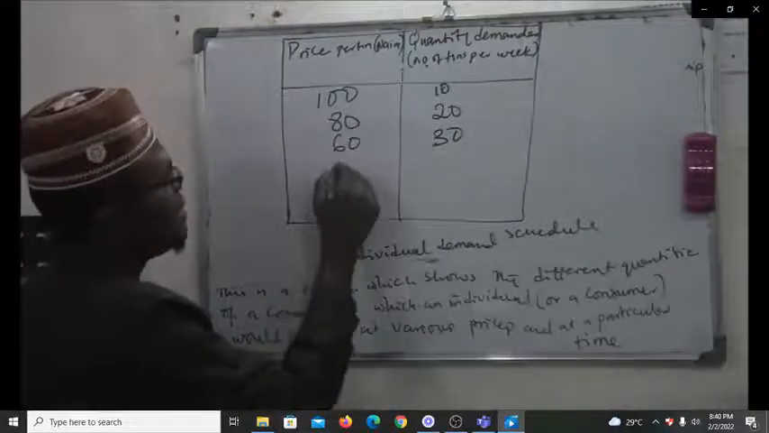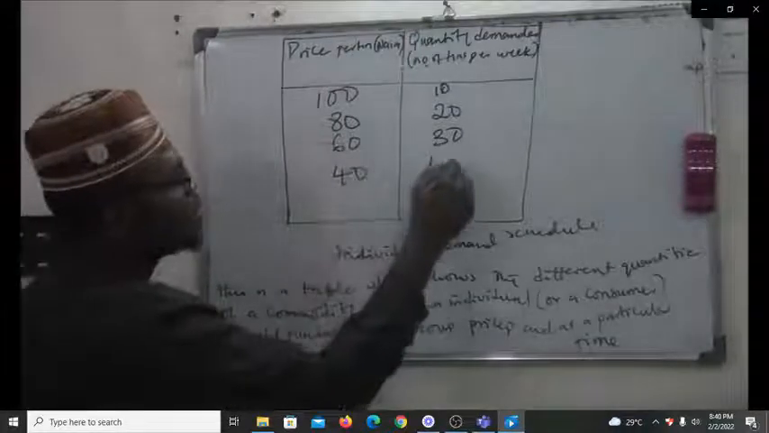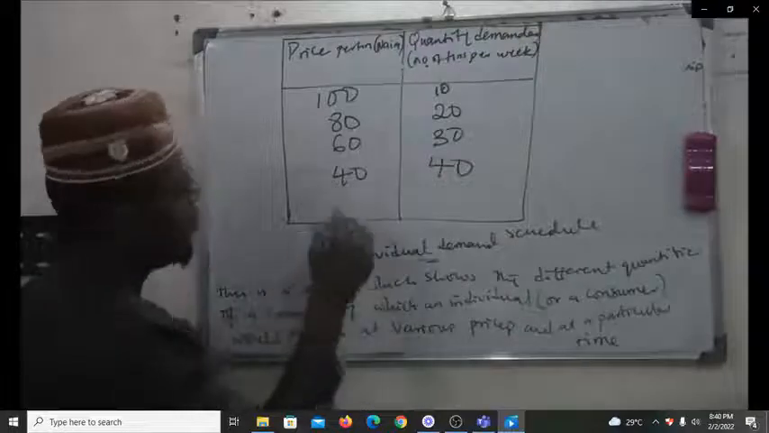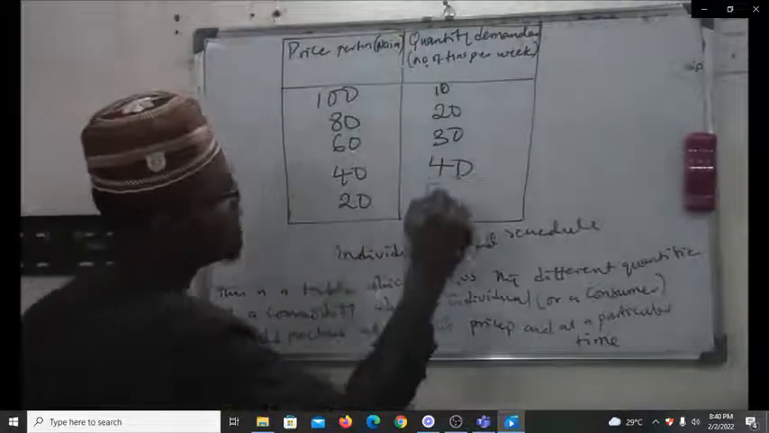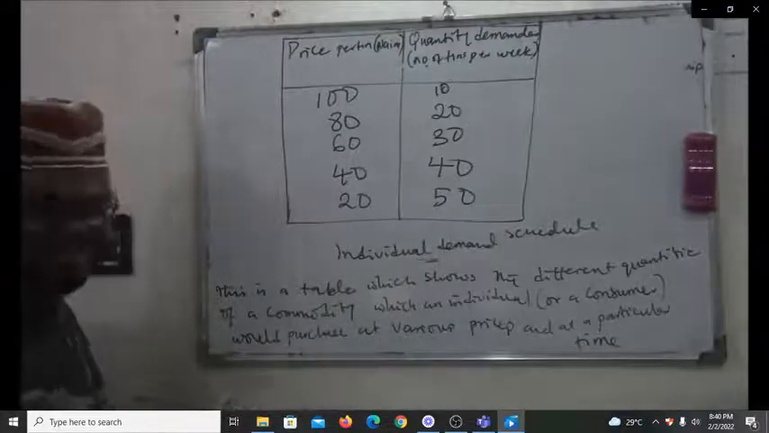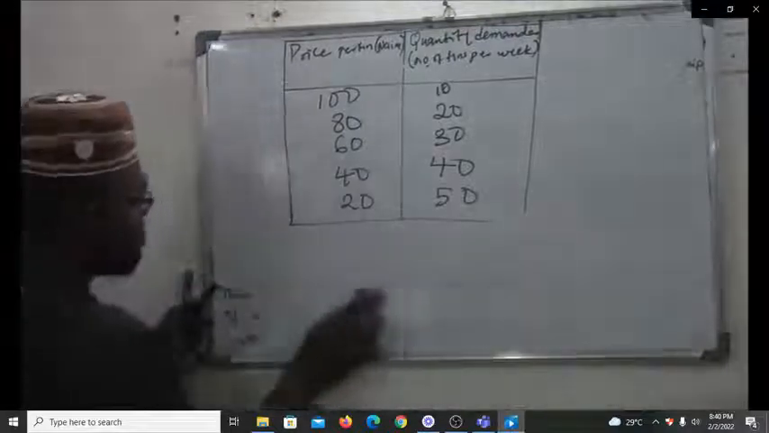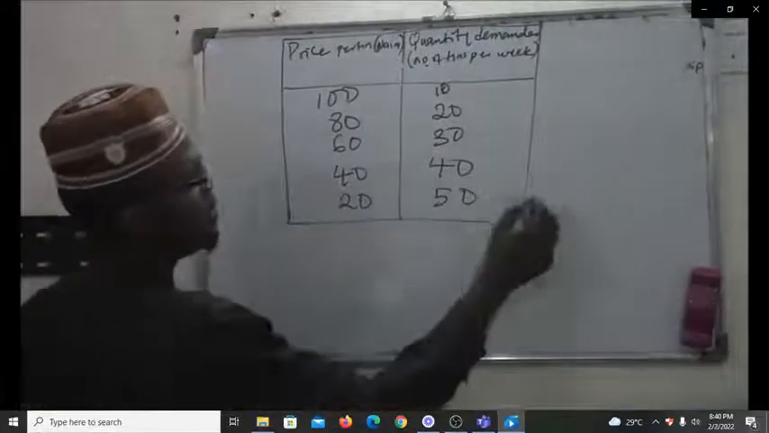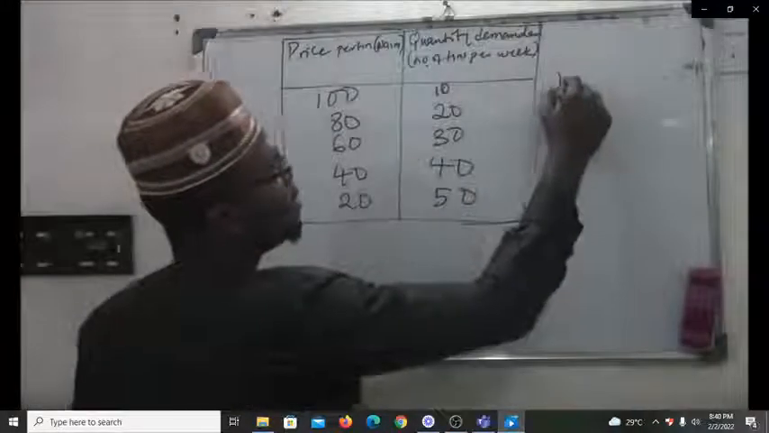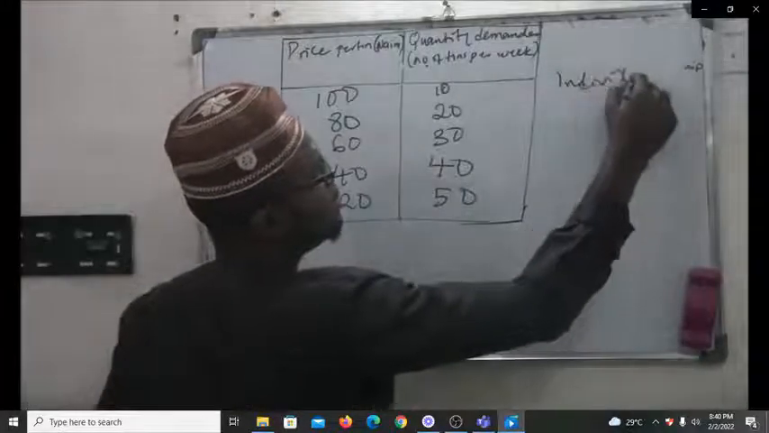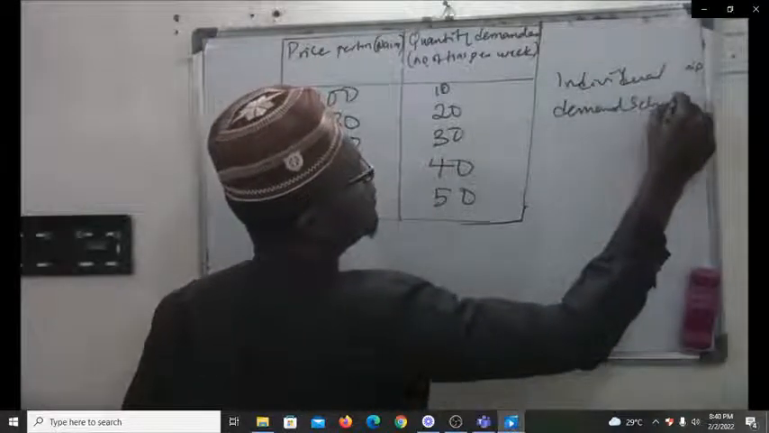Let's say the price is now 40. What will it do to the quantity? It will increase more to 40. And the price is now as little as 20. What will be the quantity? It will increase to what? 50. Can you see that? So this table we just drew is known as what? What is the name of this table? Demand schedule. This is an individual demand schedule.